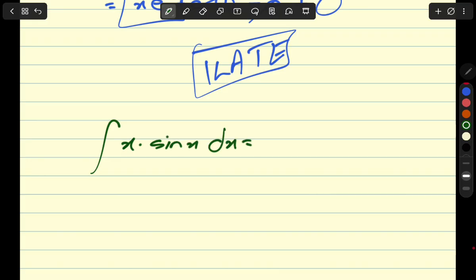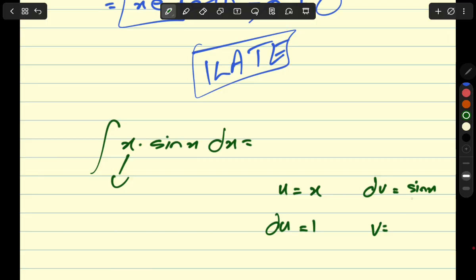Now this is going to become, again, you have a u, you have a dv. Which one is going to become simpler? x is going to become simpler, so we take that as u, and du is going to become 1. And if dv is sine x, v is going to become minus cos x, right? So that's minus cos x, and the formula is uv minus integral of v du dx, right?